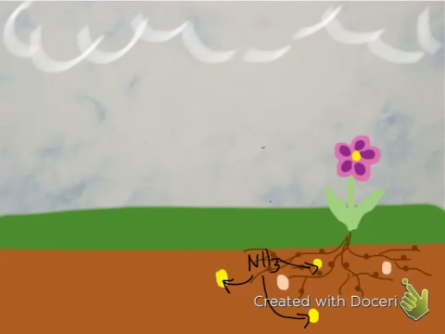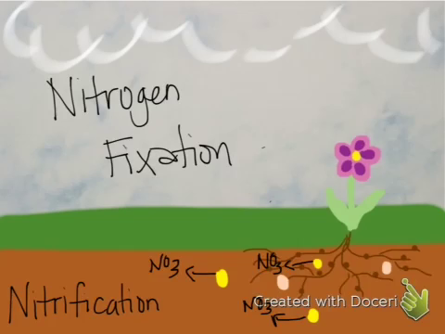There's another kind of bacteria that will take that ammonia, because ammonia is not really great for plants and animals, and it will continue to consume it and digest it, and then what it produces is nitrates, and this is called nitrification.